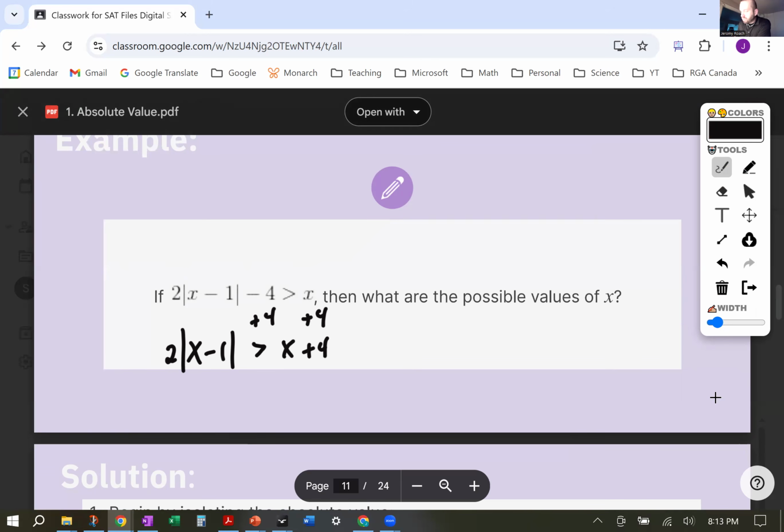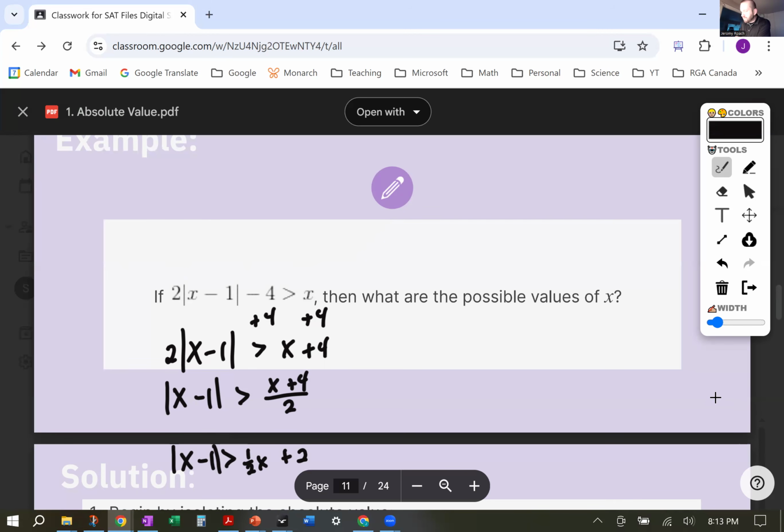We're going to divide by 2 on both sides, and we get absolute value x minus 1 is greater than x plus 4 all over 2. If we rewrite that, we get absolute value of x minus 1 greater than 1/2 x plus 2. So we're dividing both of these by 2. And that's still absolute value now.